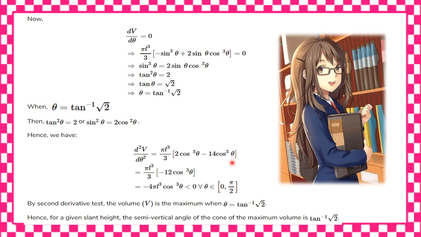Now we have the double derivative, this, and put the value of sine square theta as 2 cos square theta. So what are we getting? We are getting something negative which is less than 0. So definitely it's a point of local maxima when theta is equal to tan inverse root 2.